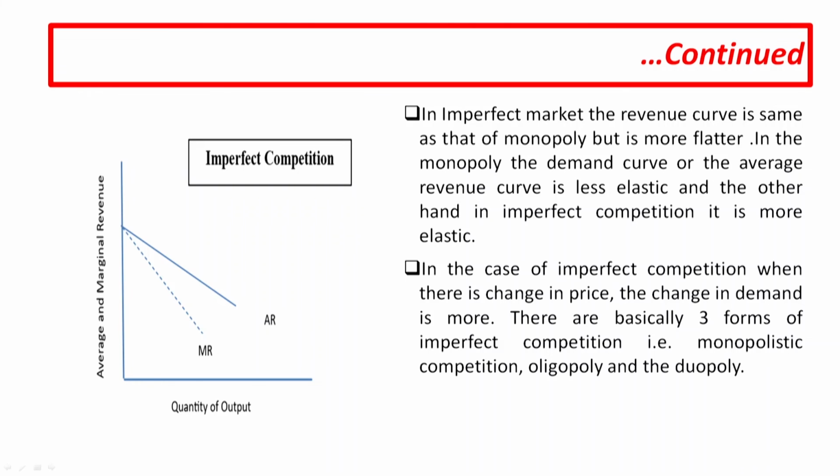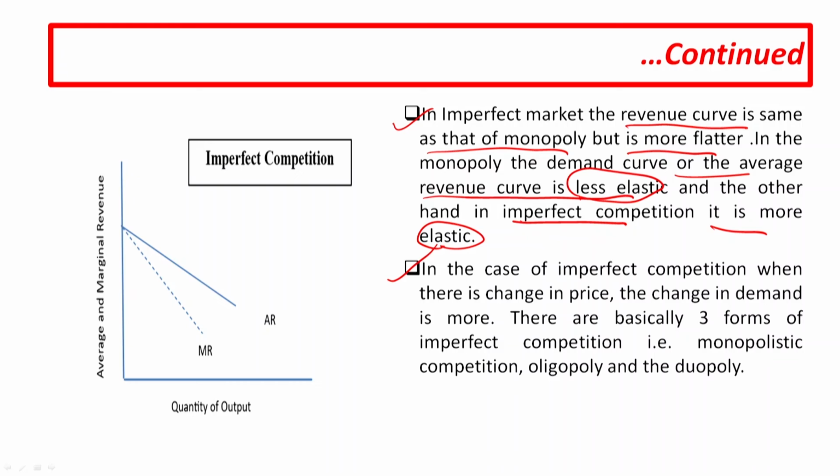In the imperfect competition market, the revenue curve is the same as that of monopoly, as we have discussed in the previous diagram. It is almost the same, but here it is flatter. In monopoly, the average revenue curve is less elastic, and in imperfect competition it is more elastic, which needs to be understood and remembered.